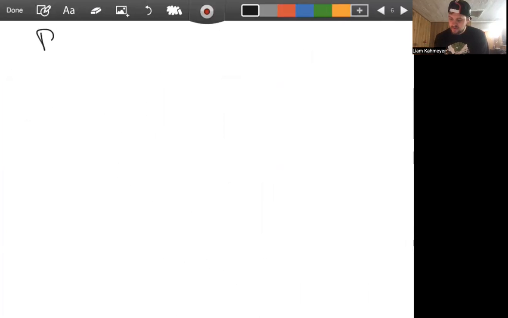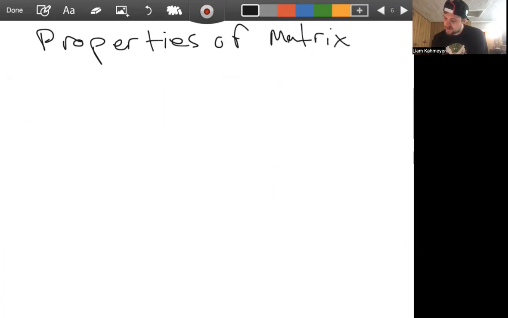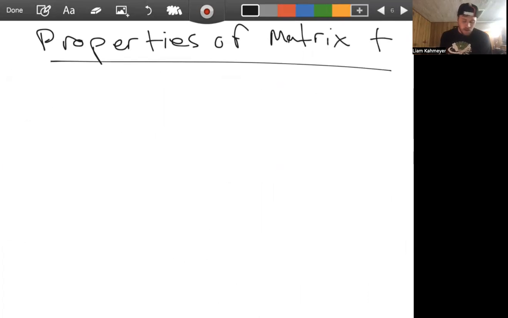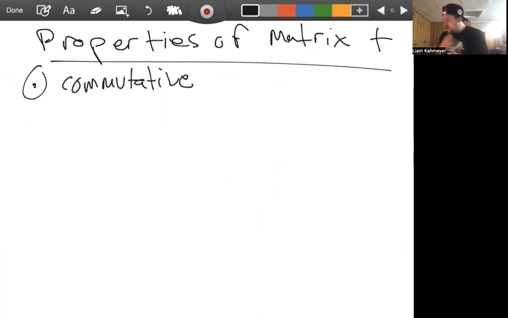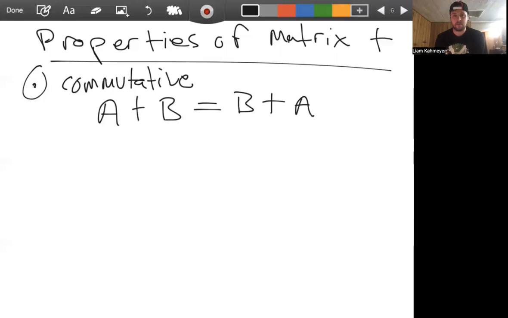Now let's see some properties of matrix addition. Okay, we have that matrix addition is commutative, meaning if you have two matrices A and B, A plus B, well, this is necessarily the same as B plus A, right? That's what the commutative property gives us.